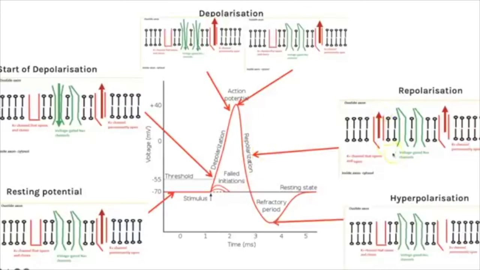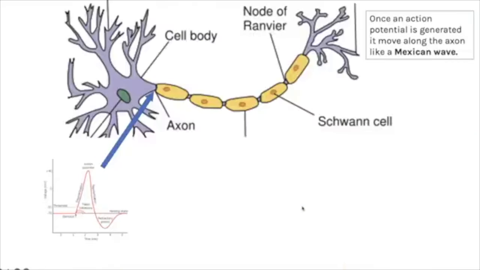And eventually, so many positive ions have diffused out, we get to that resting state, but actually it overshoots and goes to minus 80 millivolts, which we can see here. We're now back to that original state of potassium ions would be able to move out, but all of the other gates are closed. So that is the generation of an action potential.